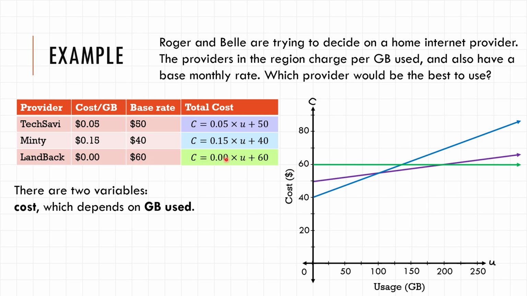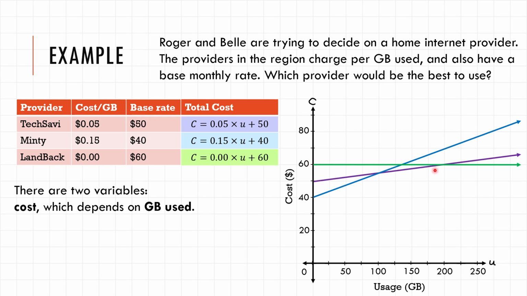Landback has a slope of 0. So we can see that that is going to create a horizontal line. And it has a cost, a C-intercept of 60. In fact, that's the cost the whole time. And Tech Savvy, like I mentioned, is in between. It starts at 50, and then it doesn't increase as fast as Minty.